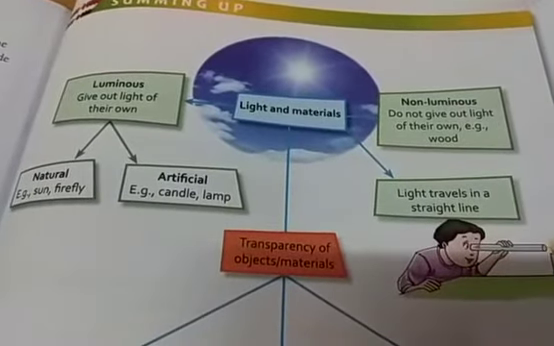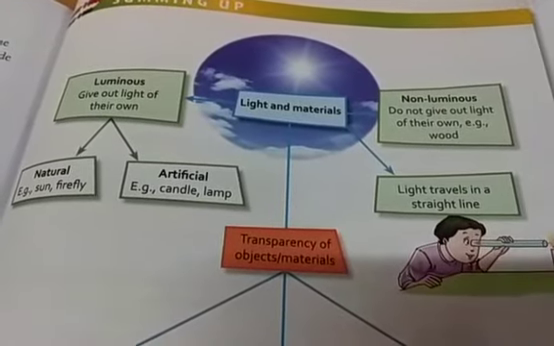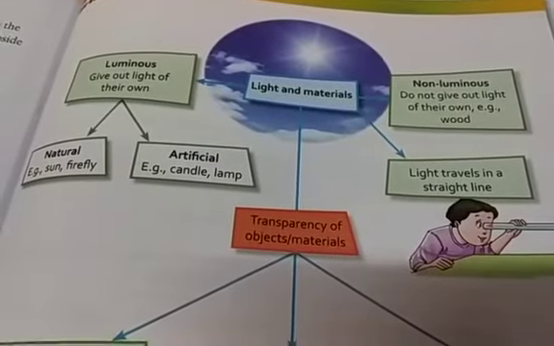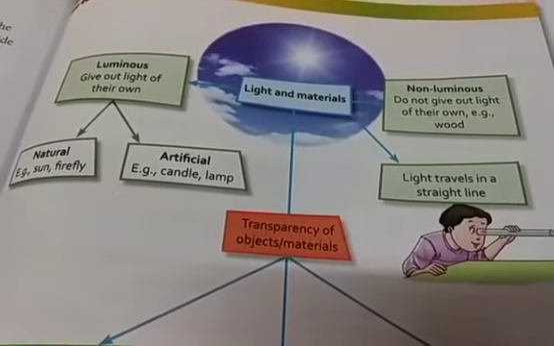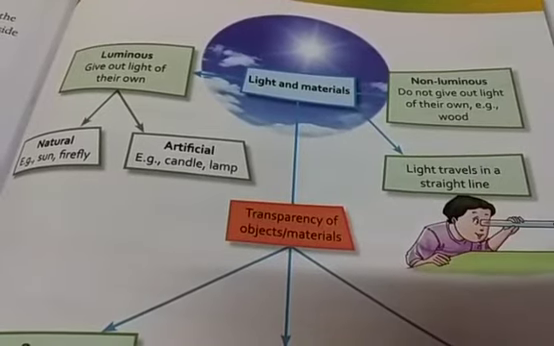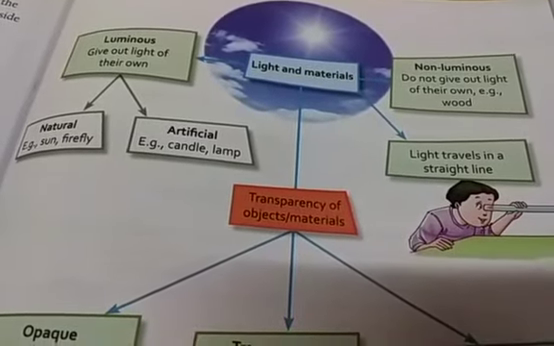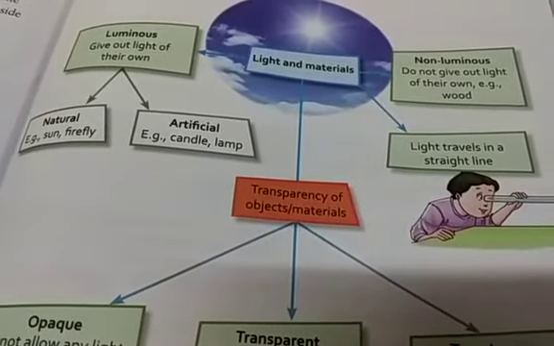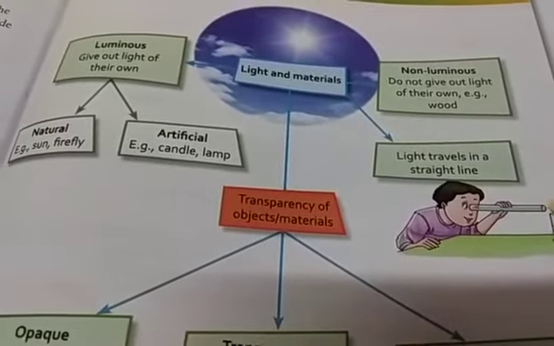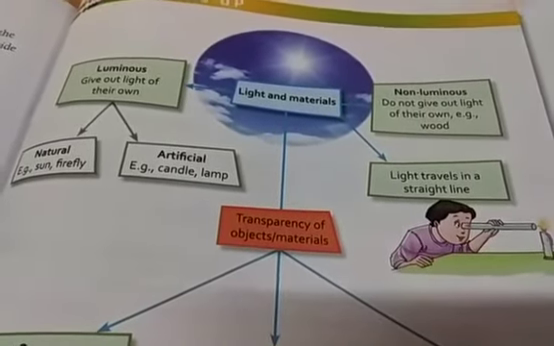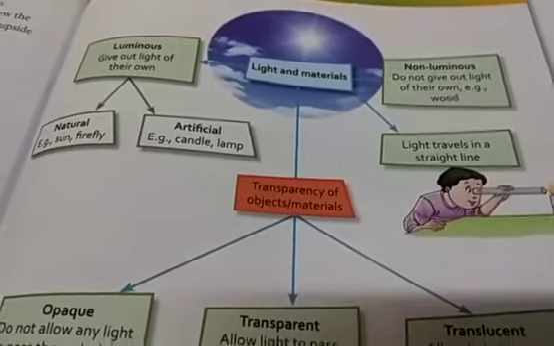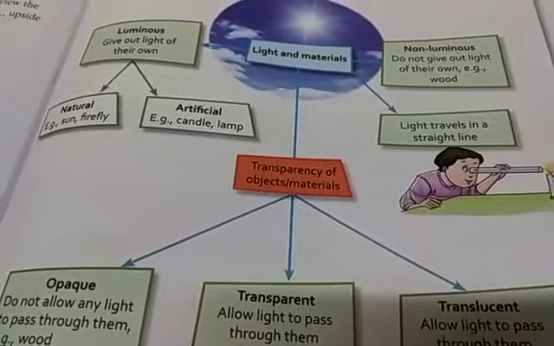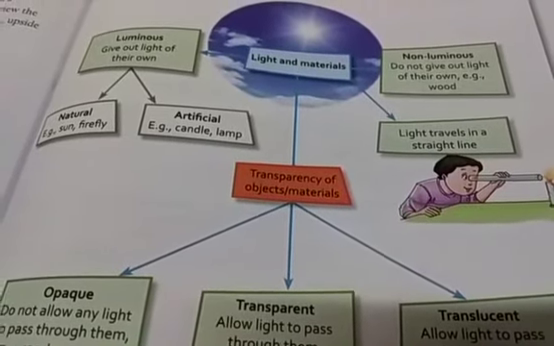Now we will just summarize what we have learned. Light and materials. Objects are of two types, luminous and non-luminous. Luminous objects are those which give out light of their own. In that there are two types, natural and artificial. Natural are sun, firefly; artificial are candle, lamp. What are non-luminous? Objects that do not give out light of their own are called non-luminous objects. Example, wood. And the next part we learnt was light travels in a straight line.